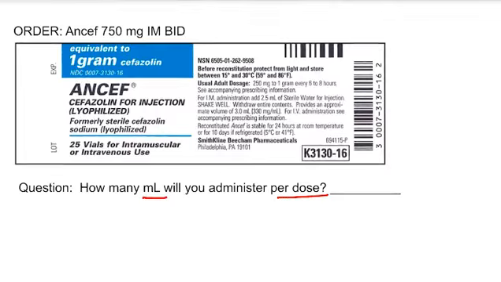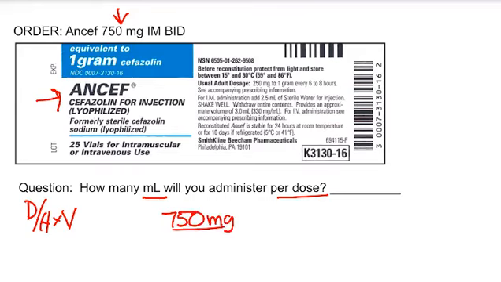Mils per dose. Okay, mils per dose. What do I need to know? I need to know how much my doctor wanted. I need to know my drug label concentration. This is a D over H times V calculation. D, what's my doctor's order? Doctor's order, 750 milligrams. What do I have?